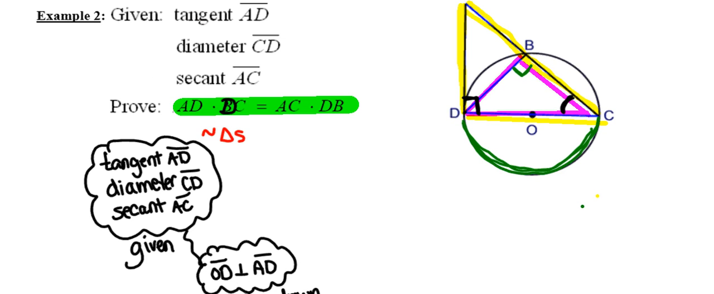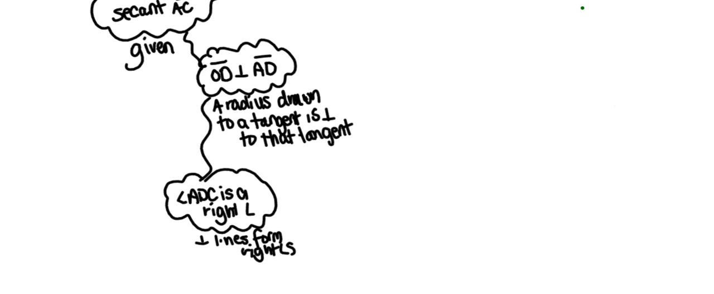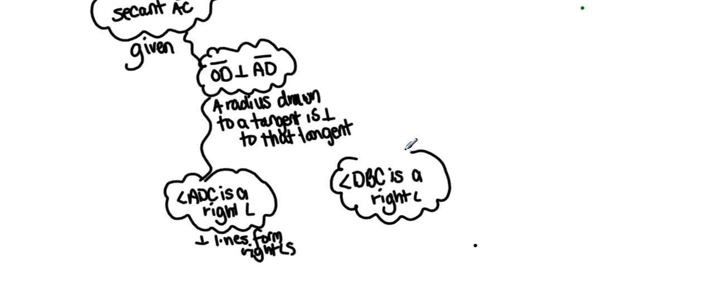I also need to talk about this angle up at B being a right angle. And like that angle at D, I have to call him by his formal name because in that picture there is more than one angle B. I know that he's a right angle because he's an angle inscribed in a semicircle. So I'm going to call him angle DBC. And again, I know he's a right angle because an angle inscribed in a semicircle has to be a right angle.